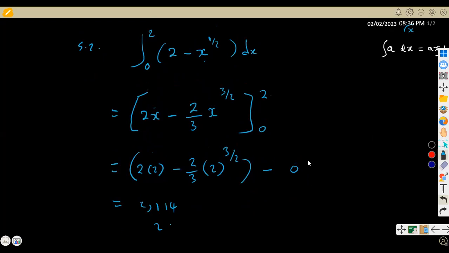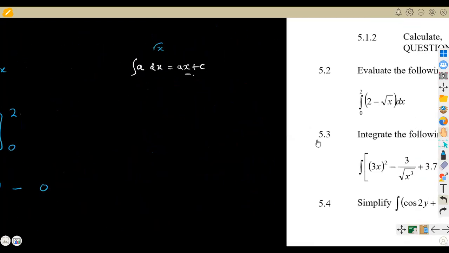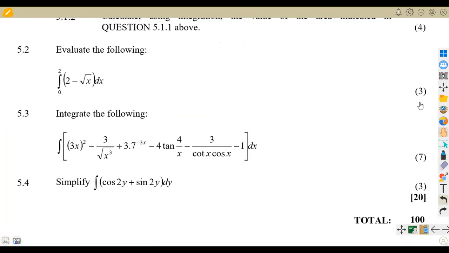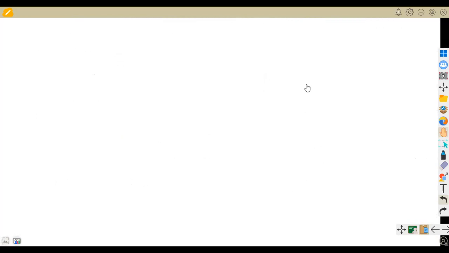It's not like we're going to write square units because we are not asked to calculate the area. Yes, we know that if you are integrating, you are actually calculating the area by substituting the upper limit and the lower limit. But in this case, it's just an integral. So there's no need for you to write square units for that one. Okay, so that was the integral. Okay, on 5.3, integrate the following, given this whole integral, and I've got 7 marks for us to integrate this.